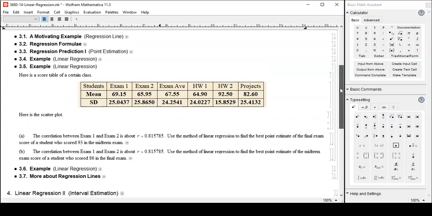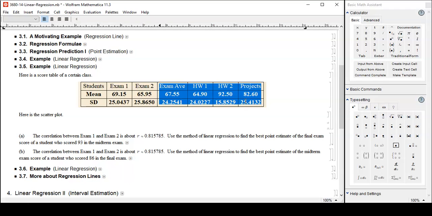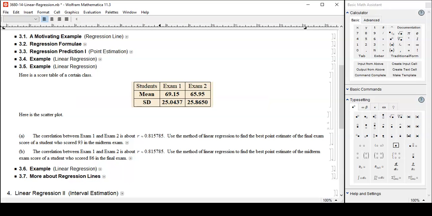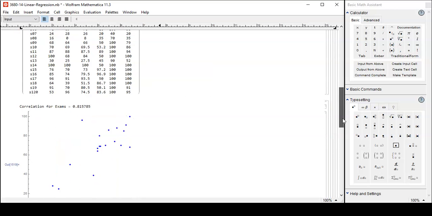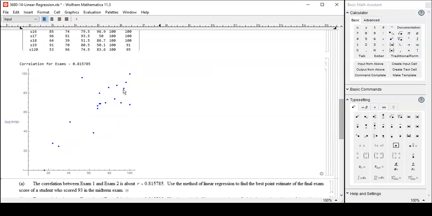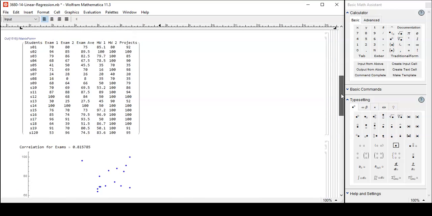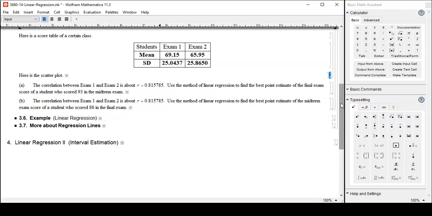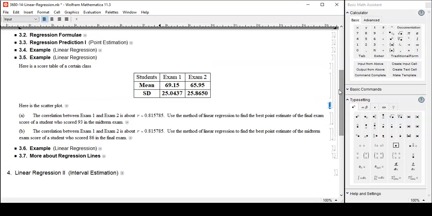And also, we want exam 1 and exam 2, so we don't need any of these either. So that's all I need. By the way, here's a scatter plot. We have some linear correlation. Positive linear correlation. The correlation coefficient is 0.815 something.